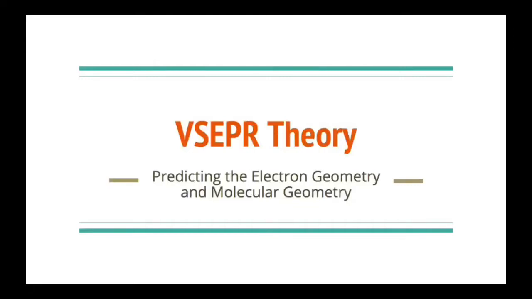This video is made to cover VSEPR theory, which we talked about in class, which is how we predict the electron geometry and molecular geometry of a molecule from the two-dimensional structures that we've been drawing on paper. So basically, this is a way of predicting the 3D shape of molecules based on our 2D drawings.